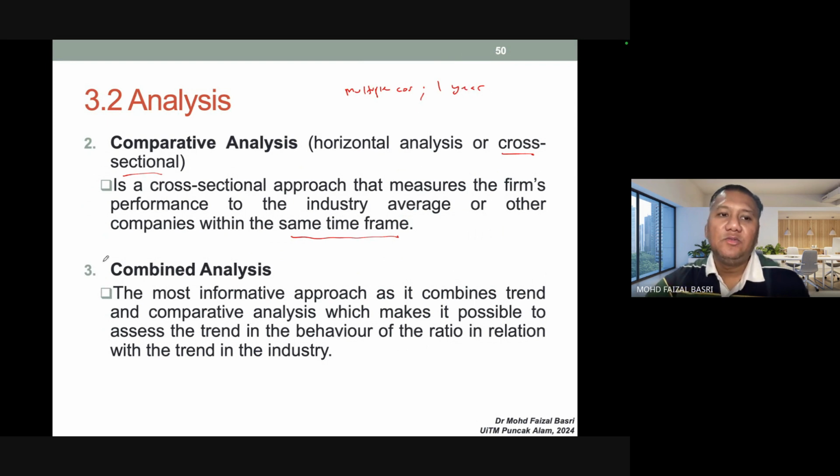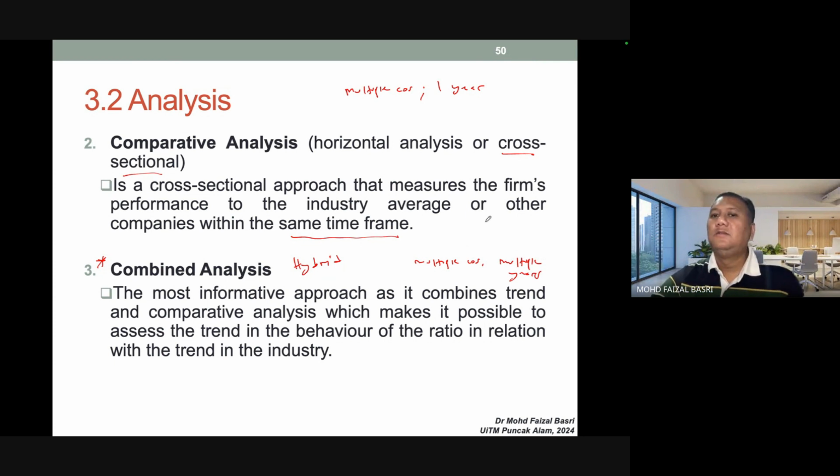The ones yang you akan buat for your assignment adalah combine ataupun as I mentioned tadi, hybrid approach. Whereby this is most informative sebab dia combinekan the trend dengan comparative. So apa maksud dia? Multiple companies. Okay, multiple years.